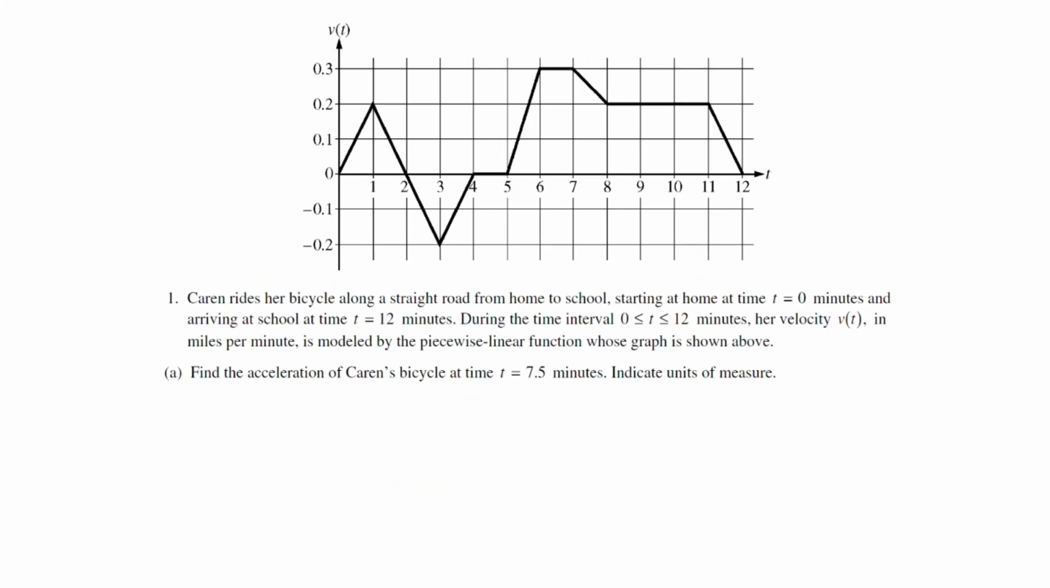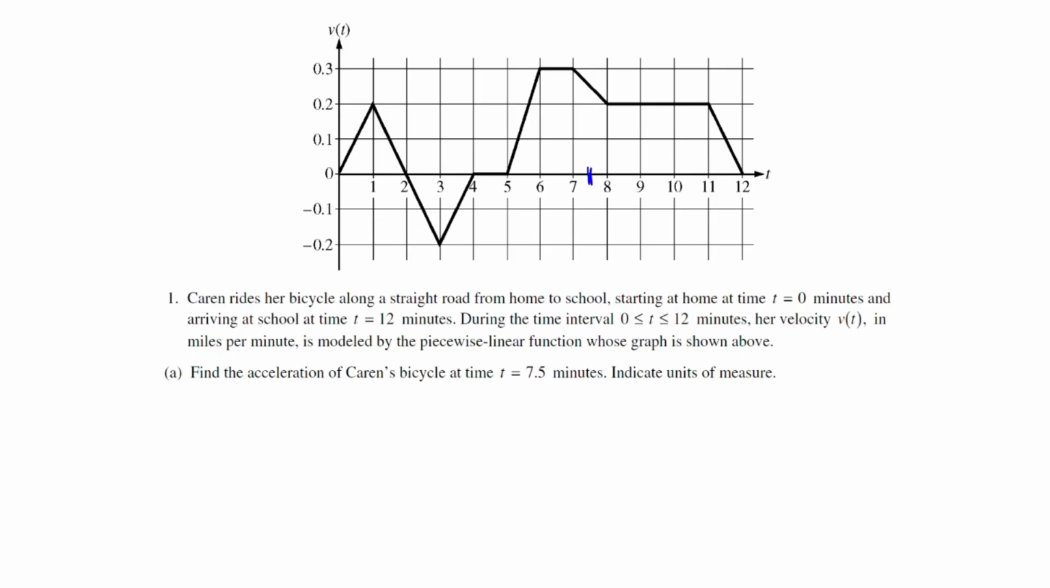All right, this is question number 1 from the 2009 AP Calculus AB exam. It's a motion question. And we've got Karen riding her bicycle along a straight road from home to school, starting at home at t equals 0 minutes, and she gets to school 12 minutes later. We've got a graph that represents her velocity, and it's a piecewise function. And so we want to find the acceleration of her bicycle at 7.5 minutes. Well, 7.5 would be right around here.